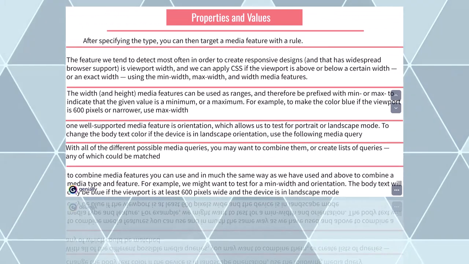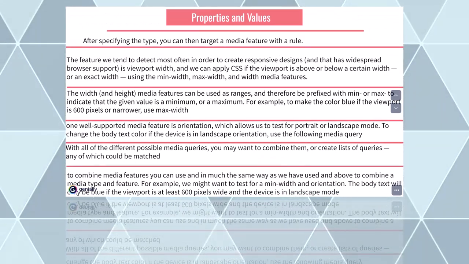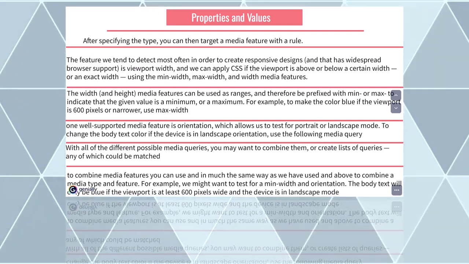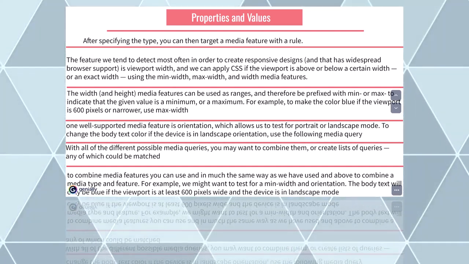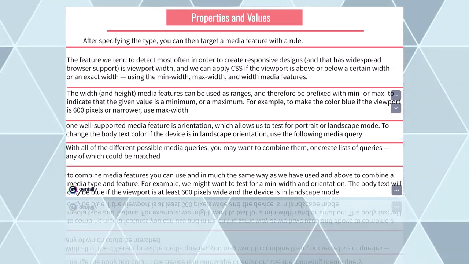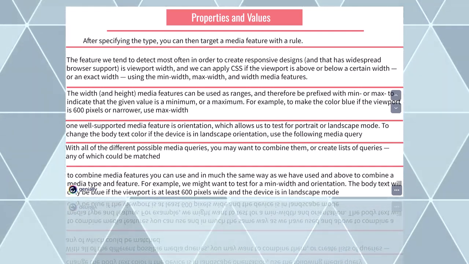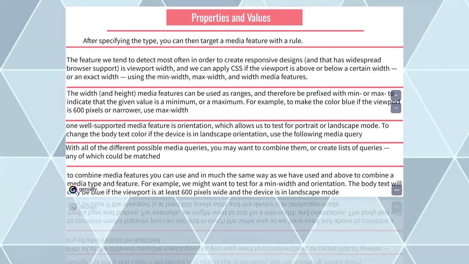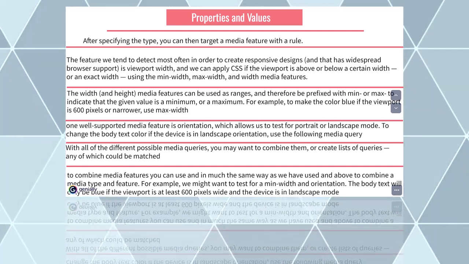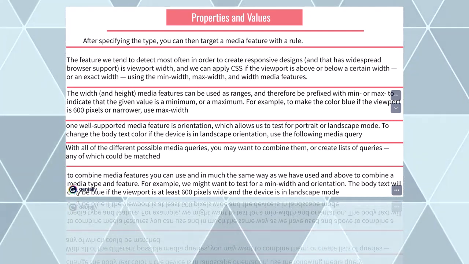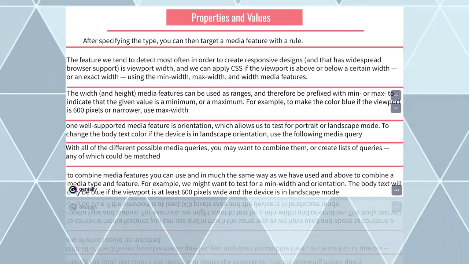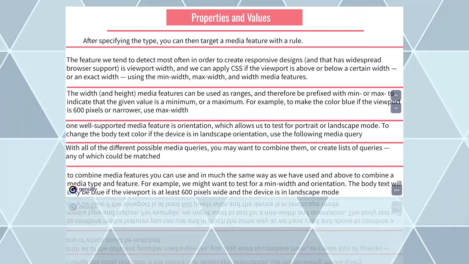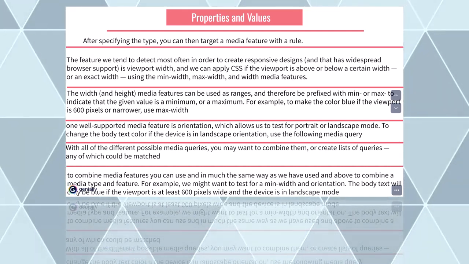So after specifying the type, you can then target a media feature with a rule. The feature we tend to detect most often in order to create a responsive design, and that has widespread browser support, is viewport width. And we can apply CSS if the viewport is above or below a certain width or an exact width using min-width, max-width. We already learned about those properties, remember?